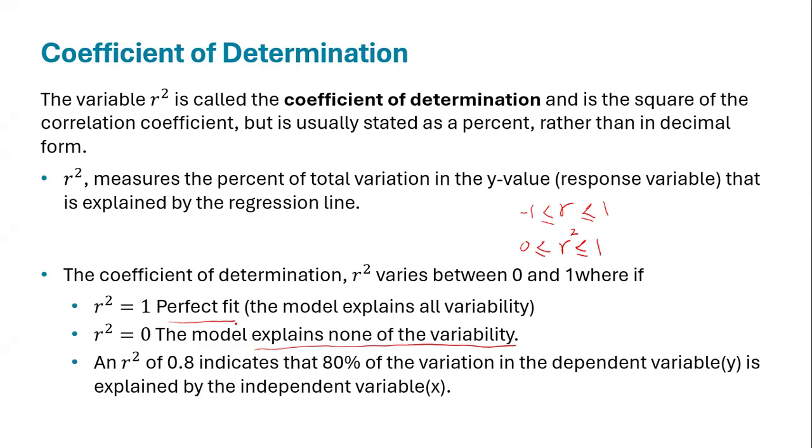And if we get any number between 0 and 1, we can say what percentage of the variation in Y values is explained by the X. For example, if R square is 0.8, it means that 80% of the variation in the Y is explained by the X. In any example, it depends on what the X and the Y variables are. You need to know what the X value is in your example.